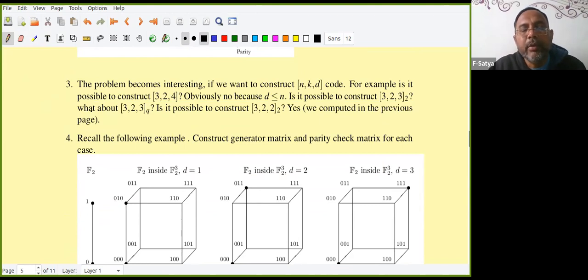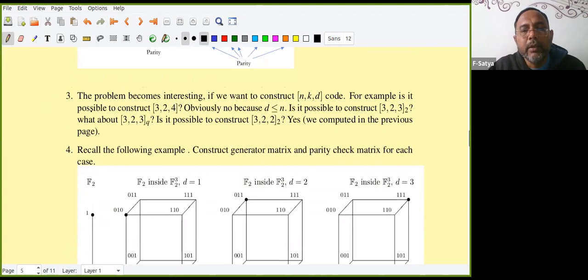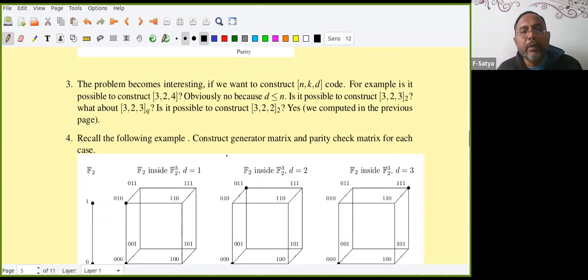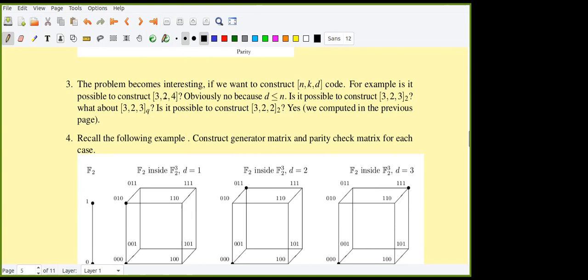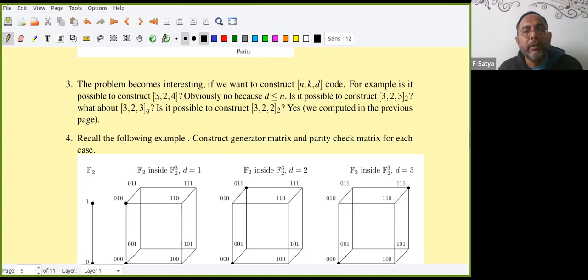For example, is it possible to construct a (3, 2, 4) code? No, sir. The reason is that we already checked. So 3 minus 2 plus 1 is how much?